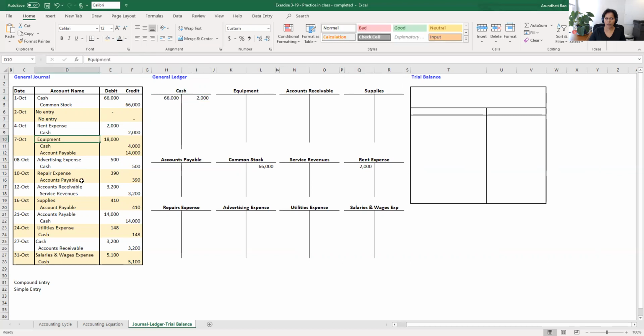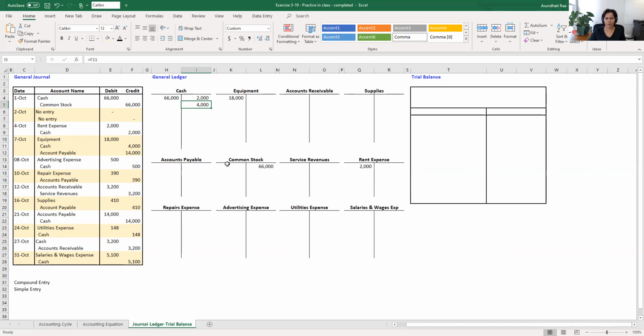Then we have equipment debit, $18,000. So on the debit side, I'll write 18,000. And then we have cash credit. So you see the cash is decreasing now. Each time I post a credit, it means it has decreased.